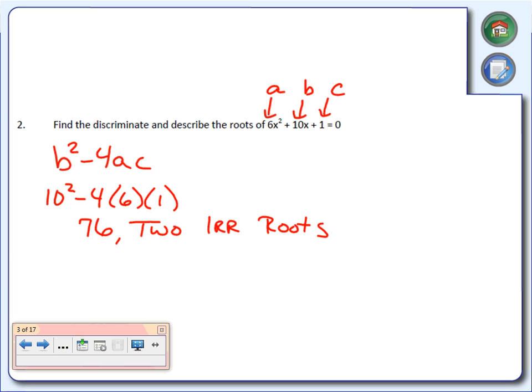Now make sure on the test tomorrow you have both of these. If all you do is put 76 and you don't put the two irrational roots, it will be counted wrong. Make sure you answer both parts of the question.